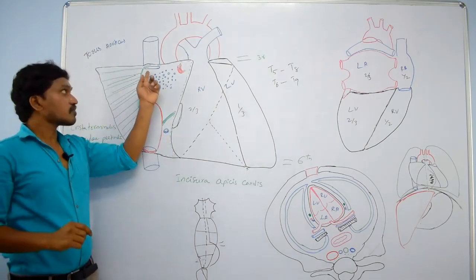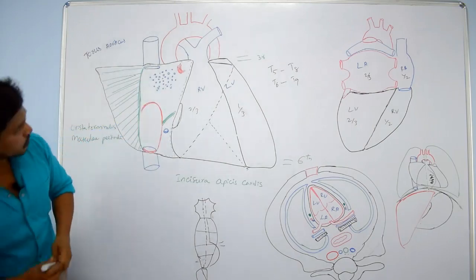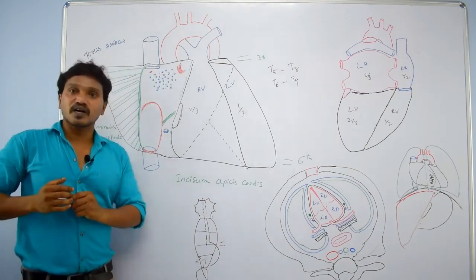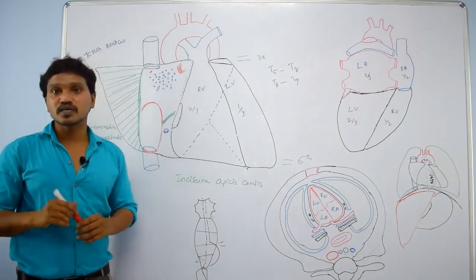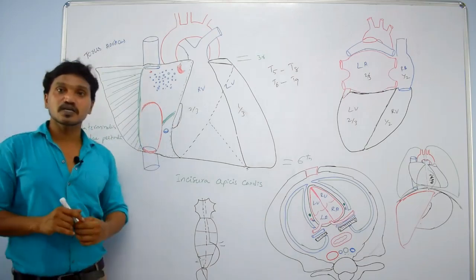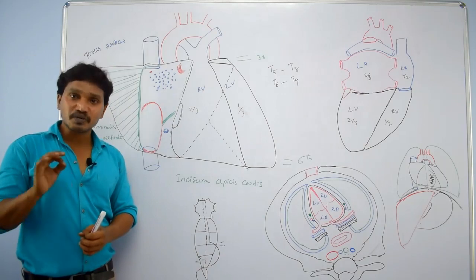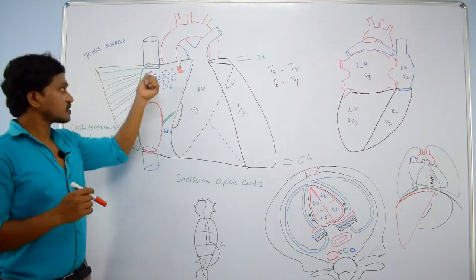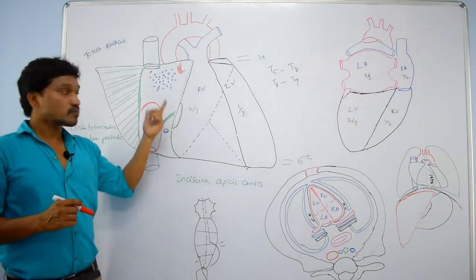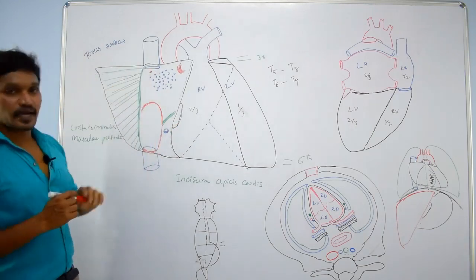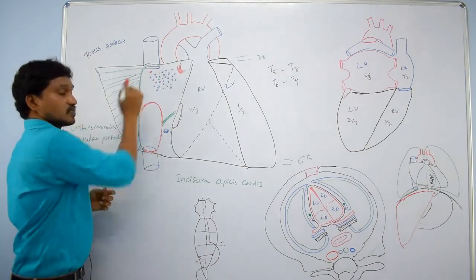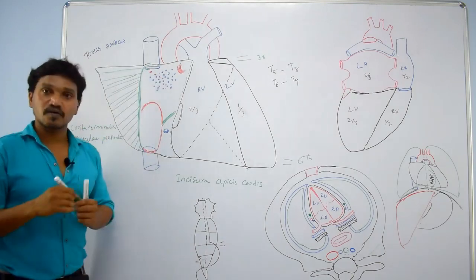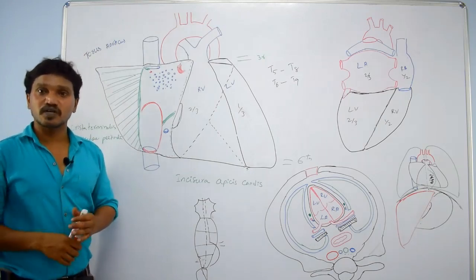Superiorly is the superior vena cava opening. Just below the superior vena cava opening you can find one small muscular projection, a muscular ridge, which we call the intervenous tubercle. This intervenous tubercle is more prominent in animals, but in humans it is rudimentary. We cannot see it properly. And one more thing, though with the naked eye you cannot see it: just below and behind the opening of the superior vena cava, you can find the SA node.